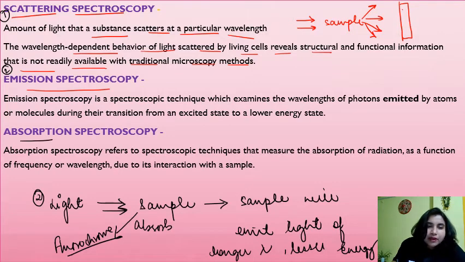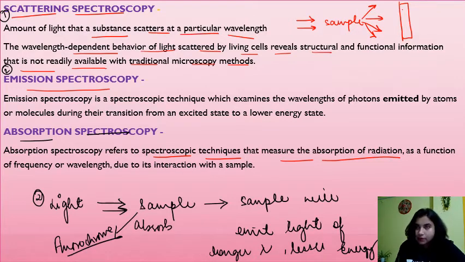Coming to absorption spectroscopy, it refers to the spectroscopic techniques that measure the absorption of radiation as a function of frequency or wavelength due to interaction with a sample. So what will happen in case of absorption? As the name suggests, it will undergo absorption. Whenever the light interacts with the sample, it will absorb a certain amount of light depending on the sample. If the sample has more protein, it will absorb more light. If it has less, then it will absorb less light. Right. So this is basically the principle.